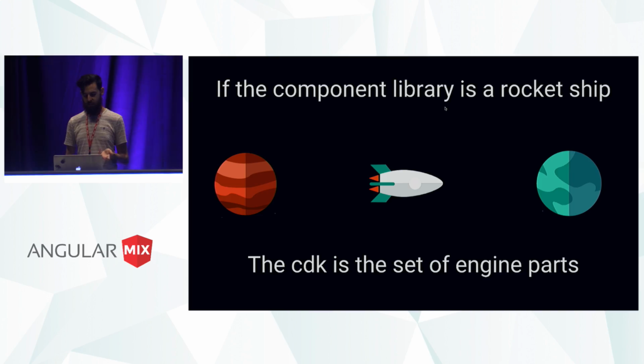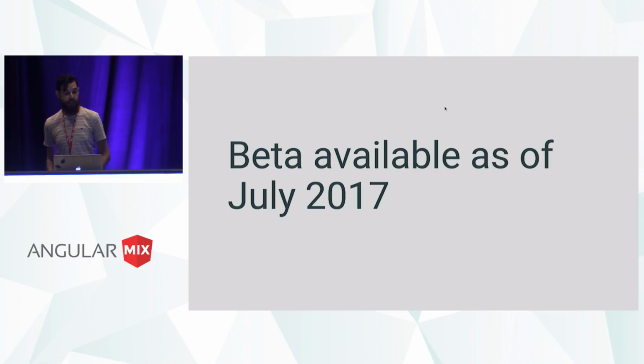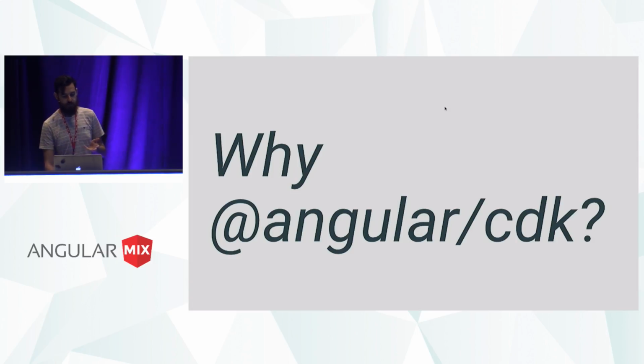And you can kind of imagine that if the component library is our rocket ship, the CDK is the set of engine parts that go into building that rocket. Now, we released the initial version of the CDK about 3 months ago in July, the very first beta, and we've been iterating on it since then. So it's available now for people to try out and to give us feedback on. So hopefully that gives you a little bit of a high-level idea of what the CDK is, but I want to tell you a bit about why we made it to begin with.